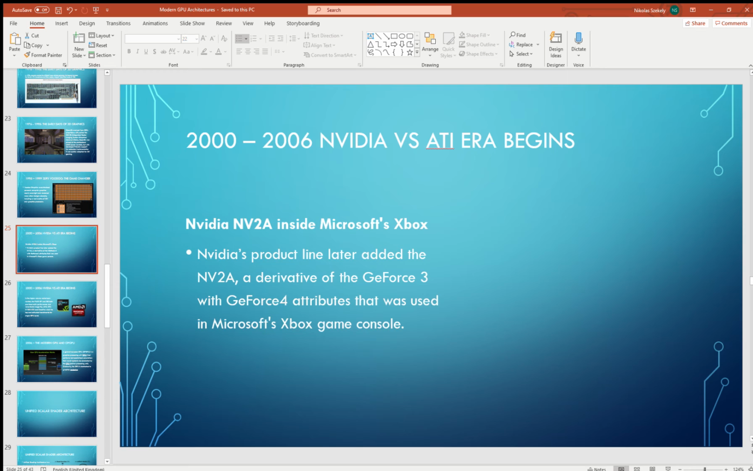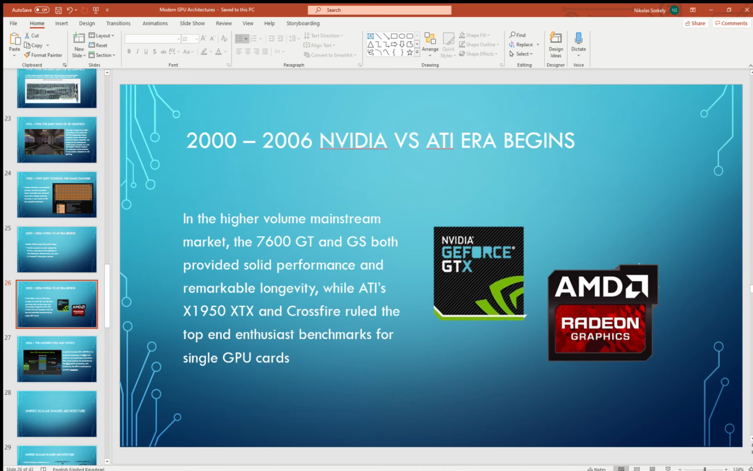In the higher volume mainstream market, the 7600 GT and the GS both provided solid performance and remarkable longevity, while ATI's X1950 and Crossfire ruled the top-end enthusiast benchmarks for single GPU cards. The X1900 and the GeForce 7900 were fairly evenly matched in the upper mainstream bracket. After 21 years as an independent company, ATI was bought out by AMD in 2006.